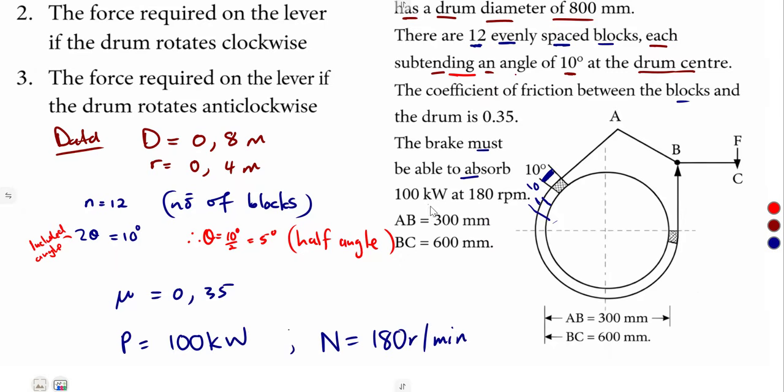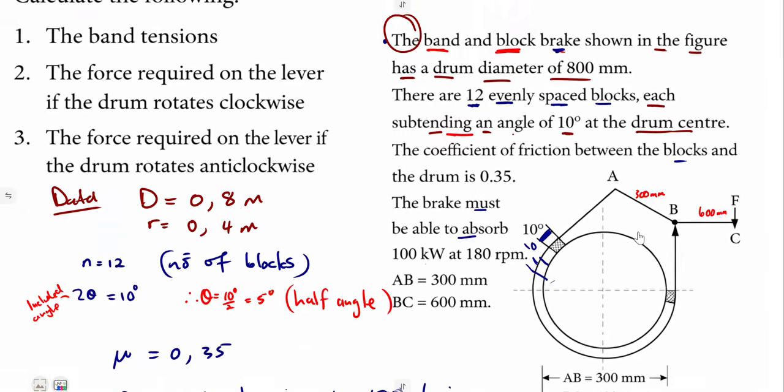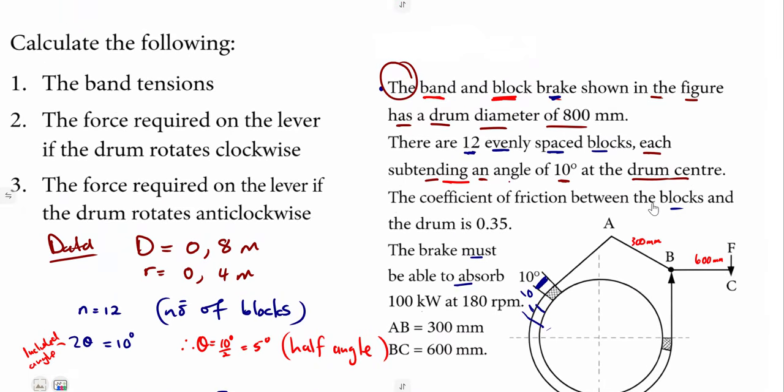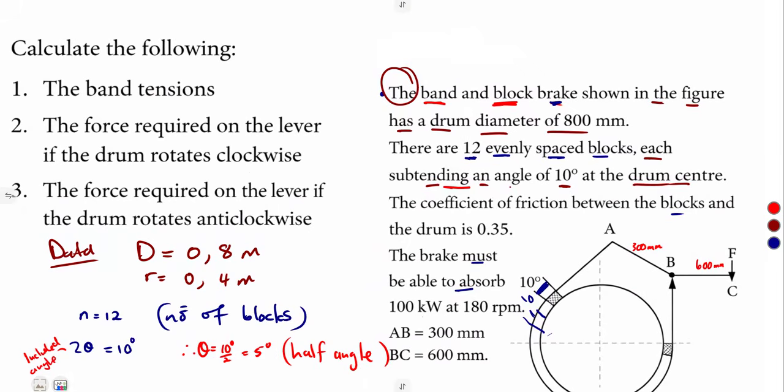Then the distances are given from A to B, which is what? 300 millimeters. Then from B to C, which is what? 600 millimeters. So that is what you're given so far. So far, that is what we have. And the question here was calculate. All right. Calculate one, the band tensions.